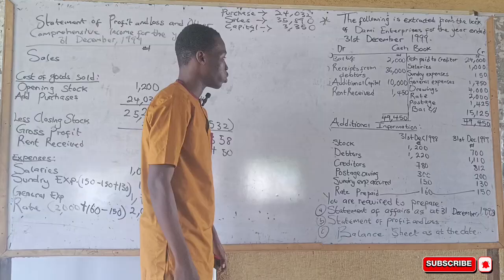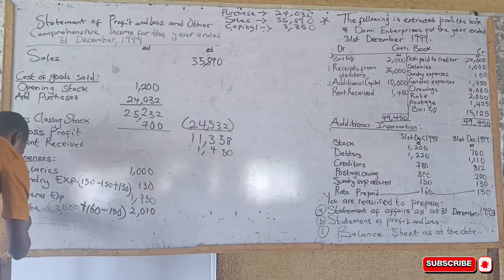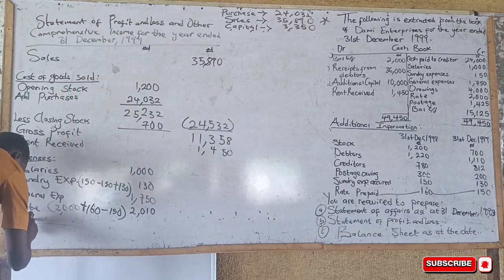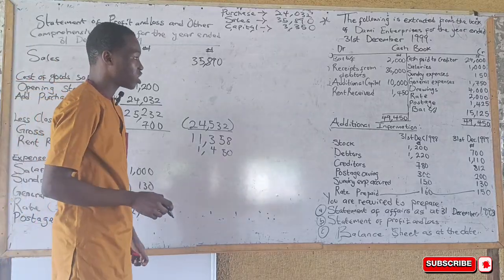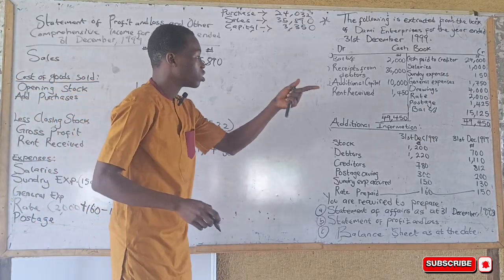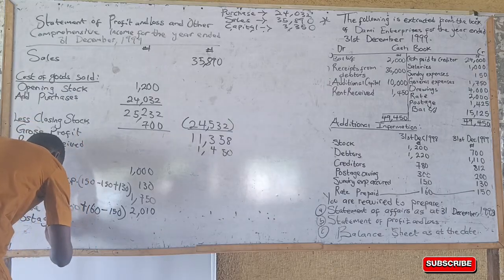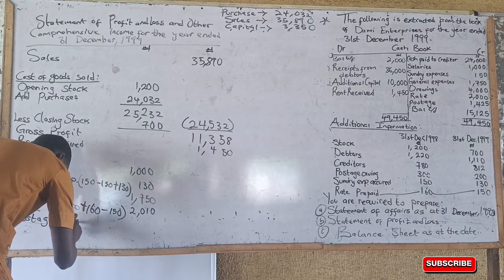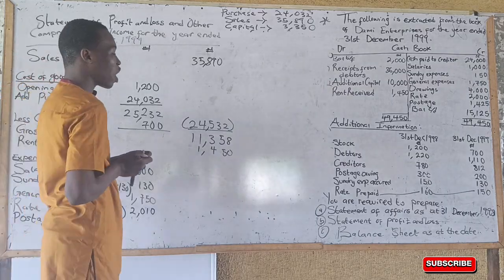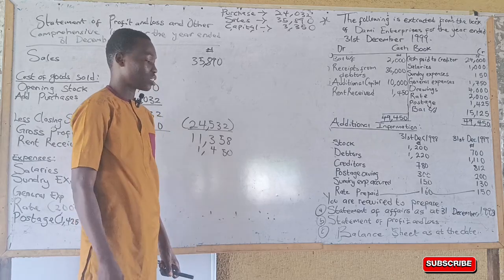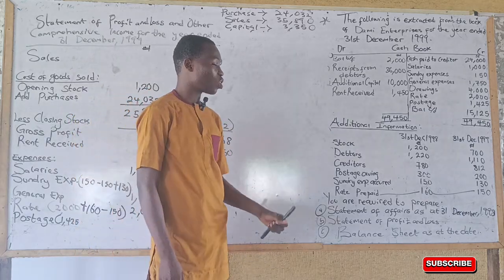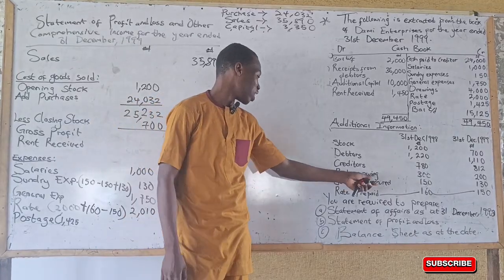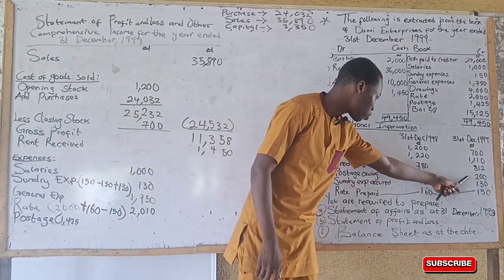The next one we have is postage. For postage, the balance in our cash book is 1,425. Then we have postage owing at the beginning and at the end. For postage owing, at the beginning we have 300, at the end we have 200.